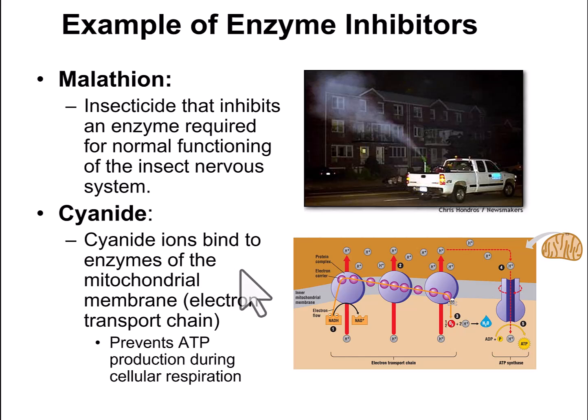Cyanide is another one. Cyanide binds to an enzyme in the electron transport chain and prevents ATP synthesis, which, as you remember, the mitochondria are the chief producers of in aerobic respiration. And if you don't have enough ATP, you're going to die. And that's how cyanide kills. We'll talk more about this when we get to cellular respiration.